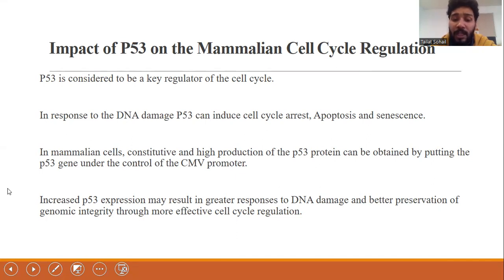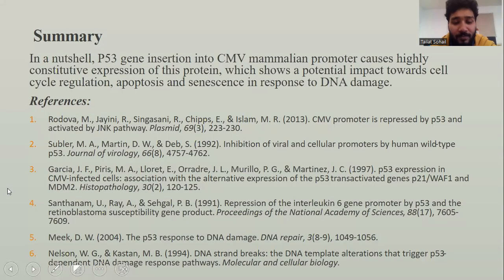Increased P53 expression may result in greater responses to DNA damage and better preservation of genomic integrity through more effective cell regulation. So let's move to the next slide.